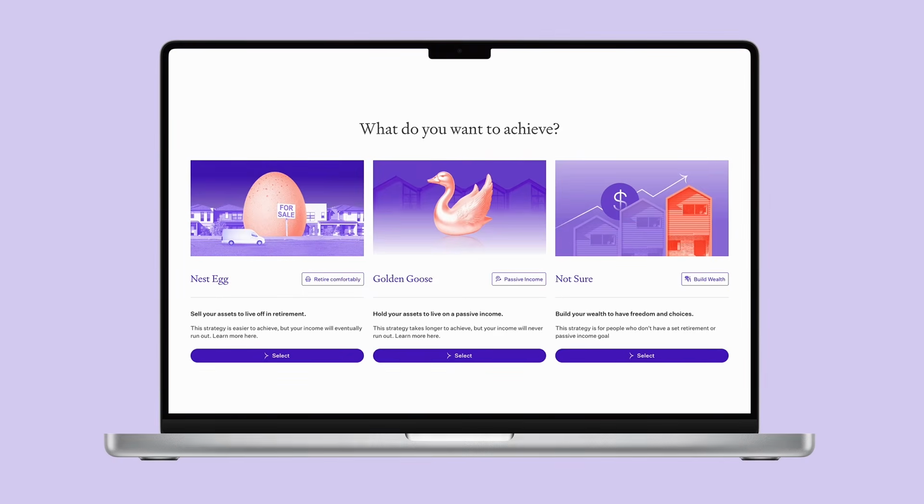Now, this strategy does have some downsides. It's more expensive. You need more assets to make it happen, but your money is less likely to run out over the long term, and you need to know which strategy you're going to aim for, the nest egg or the golden goose, so you can create that wealth plan, because that is the first question you're going to be asked in My Wealth Plan.